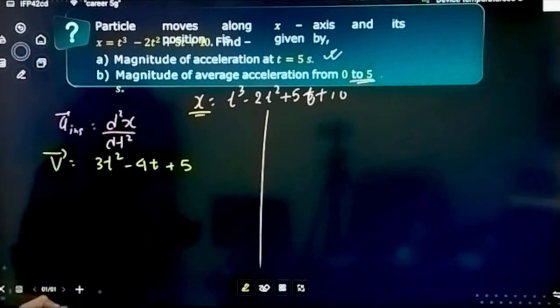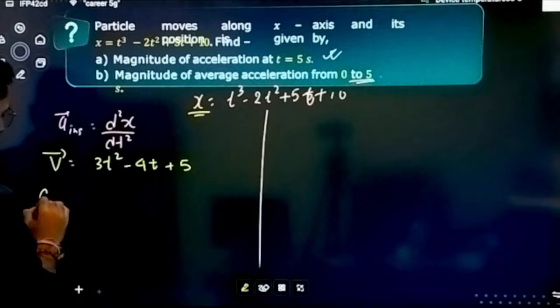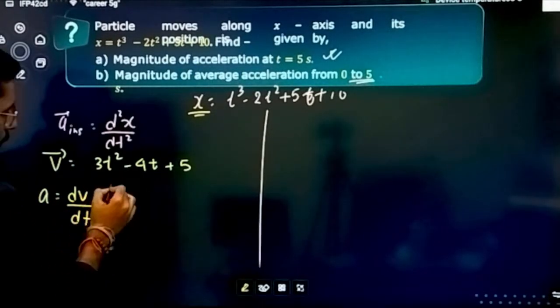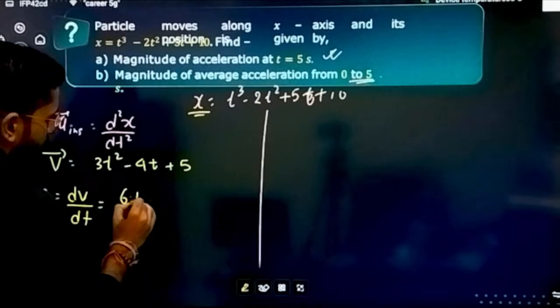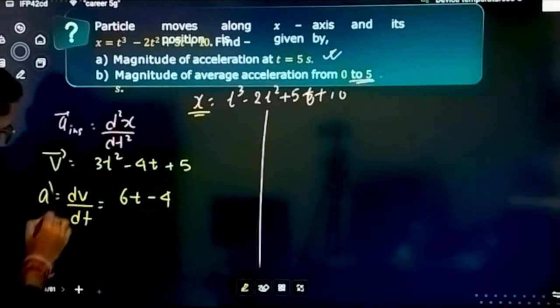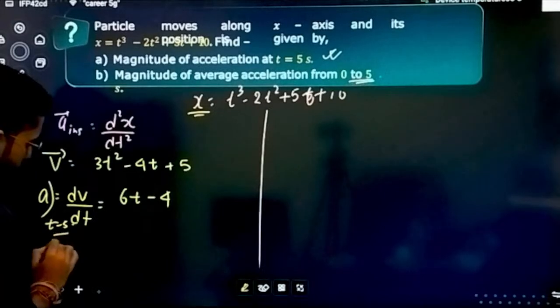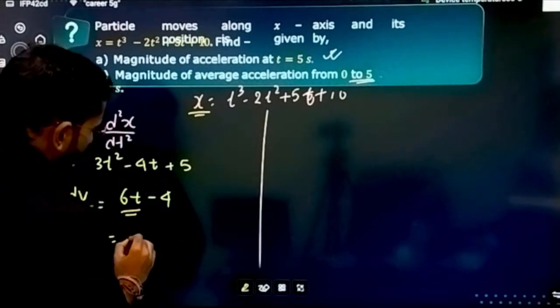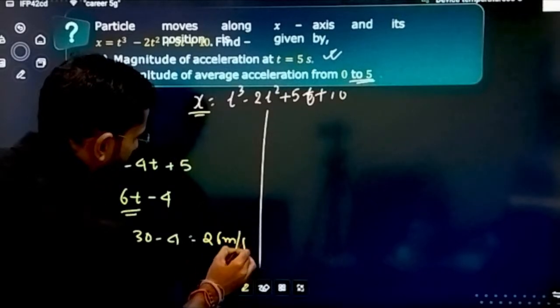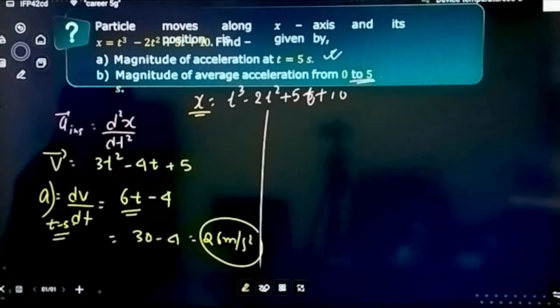That's it. Correct? Now, if you have to find acceleration, acceleration is equal to dv by dt. That means what you will be doing? Again differentiating it: 6t minus 4. And at what time do you need to calculate the acceleration? At t equals 5. That means put t equals 5. That means it will become 30 minus 4, which is equal to 26 meter per second square. This is the first answer.